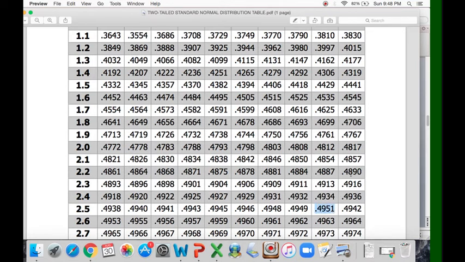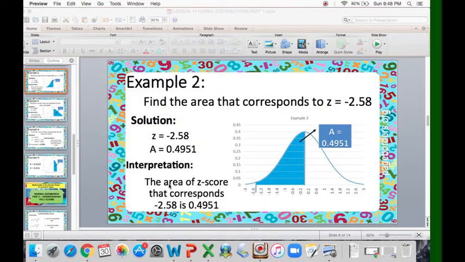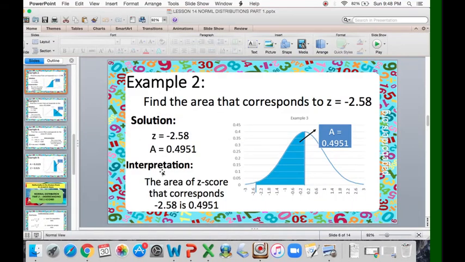The intersection of 2.5 and 0.08 is 0.4951. Let's see if tama. Okay, that's correct. Now, the area of the z-score that corresponds to negative 2.58 is 0.4951. Now, iguguhitin natin siya sa normal curve dito. Bakit dito naman sa left? Because our z-score is negative. Okay? Now, let's have another example.